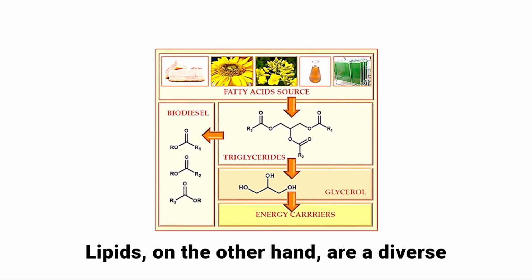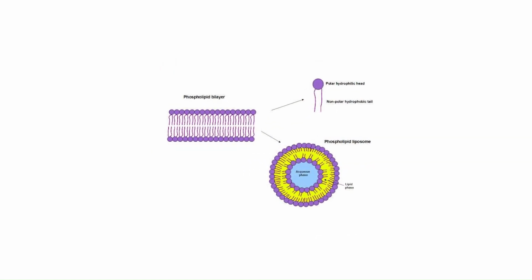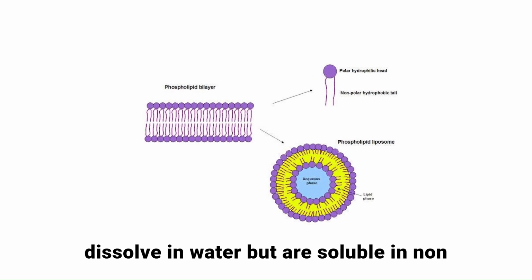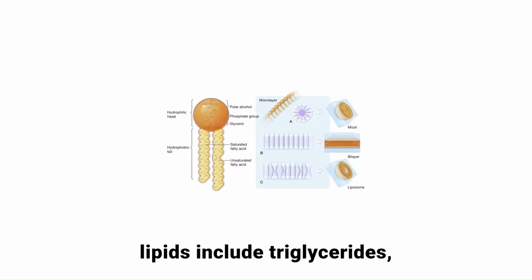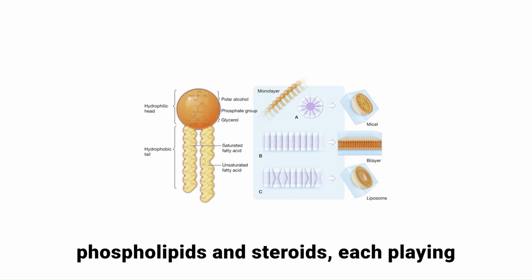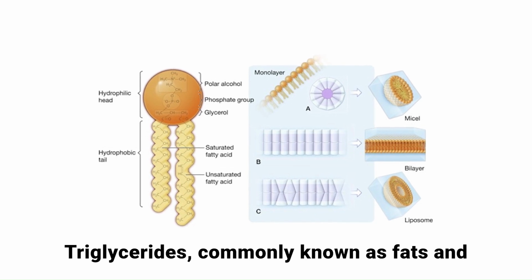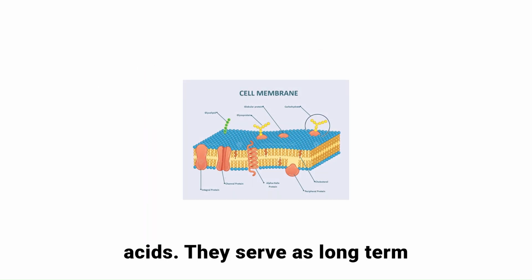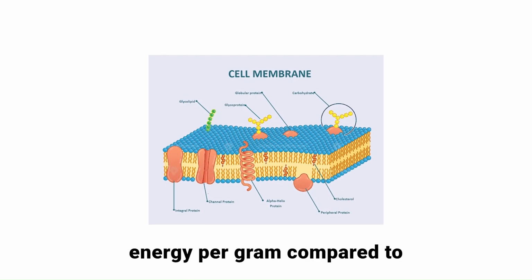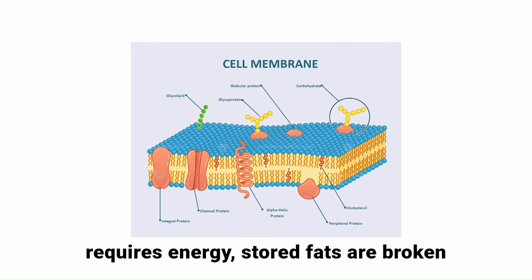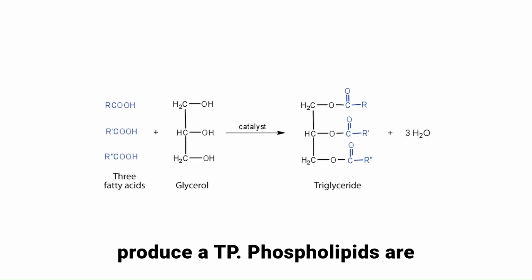Lipids, on the other hand, are a diverse group of hydrophobic molecules composed mainly of carbon, hydrogen, and oxygen. Unlike carbohydrates, lipids do not dissolve in water but are soluble in nonpolar solvents. The major classes of lipids include triglycerides, phospholipids, and steroids, each playing a distinct role in biological systems. Triglycerides, commonly known as fats and oils, are composed of glycerol and fatty acids. They serve as long-term energy storage molecules, providing more energy per gram compared to carbohydrates. When the body requires energy, stored fats are broken down into fatty acids and metabolized to produce ATP.